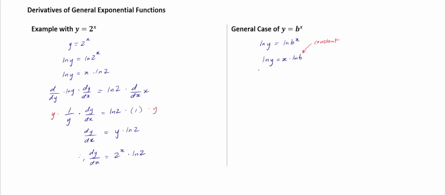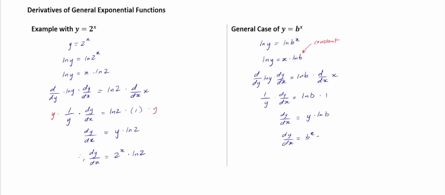Right. I can't take the derivative of this with respect to x. I first need to take the derivative of this with respect to y, and then dy dx. And then this is a constant multiplier, and then d dx of x. This is 1 over y, dy dx is equal to the natural logarithm of the base times 1, dy dx is equal to y, natural logarithm of the base, and then dy dx is equal to the exponential function again times the natural logarithm of the base.